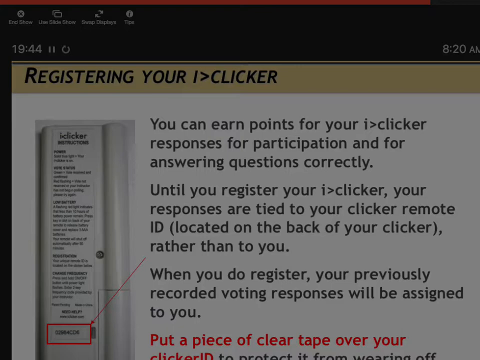For many of the clickers, but not all models, inside the battery compartment is another sticker with the same number, in case you bought a used one and the number's gone. If you bought a used one and can't find the number, come to my office hours. I can set up my base station and you'll be the only one in the poll, and then I can figure out what your number is.